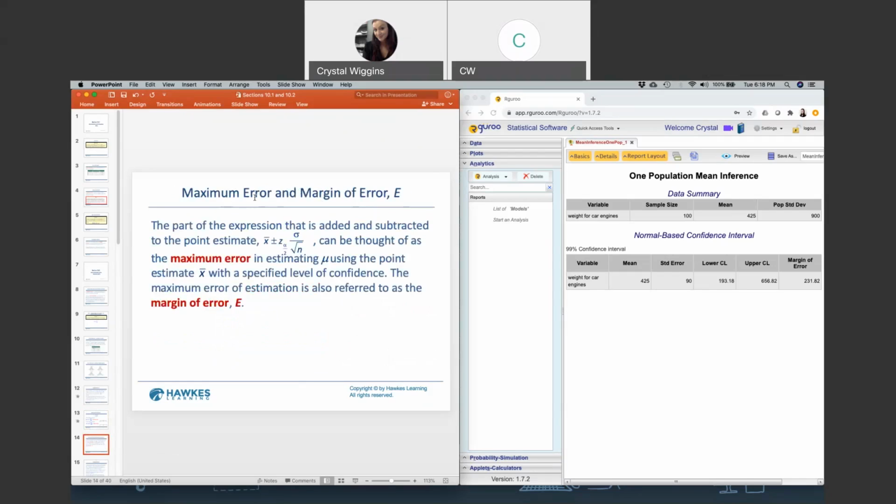Now, maximum error and margin of error, which we were just talking about, is the formula to the right of the plus or minus. The part of the expression that is added and subtracted to the point estimate, like I just said, the critical value times the standard error, can be thought of as the maximum error in estimating the population parameter mu using the point estimate x bar, sample mean, with a specified level of confidence. The maximum error of estimation is also referred to, as I call it most of the time, the margin of error, and denoted by big capital E.